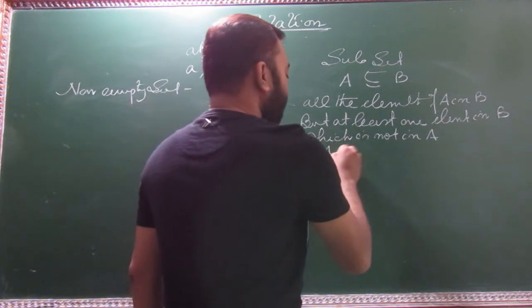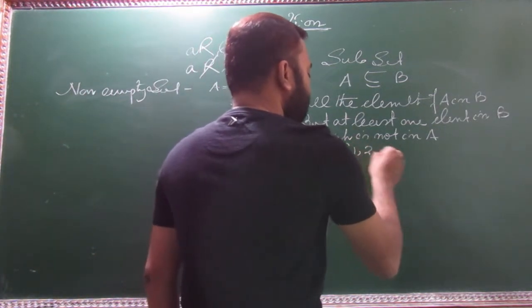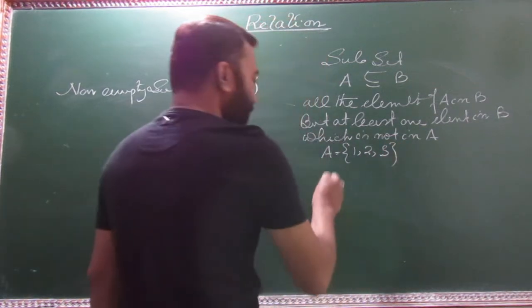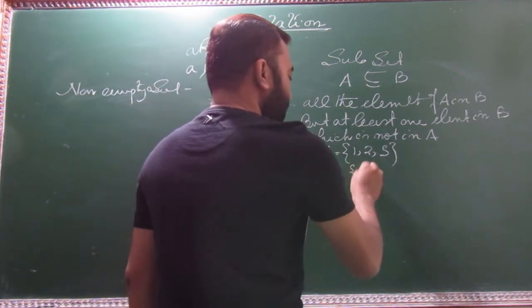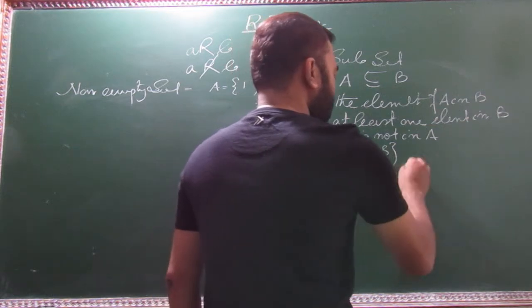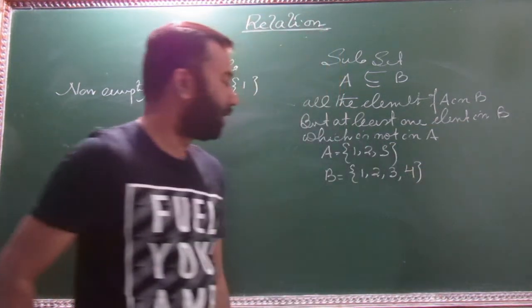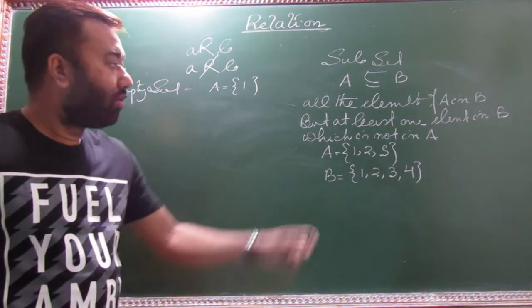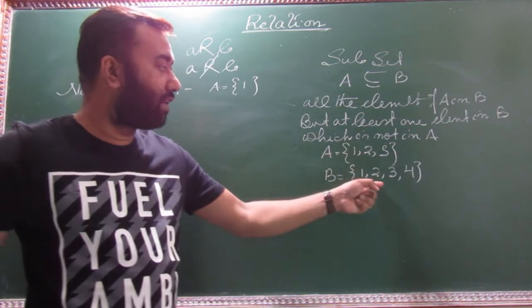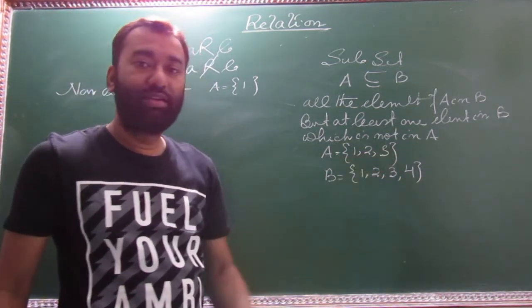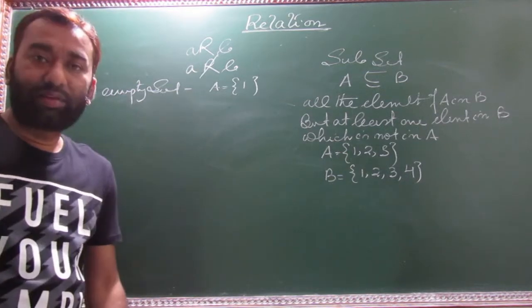If I give you an example, then you will be able to understand it better. I am going to consider A as a set, which is {1, 2, 3}. I am going to consider a set B. B is {1, 2, 3, 4}. Done. So all the elements are here, but at least one element is here which is not in here. So that is the definition of the subset.